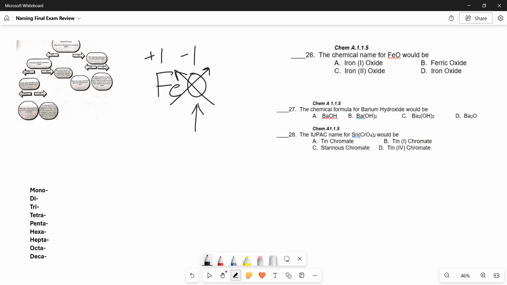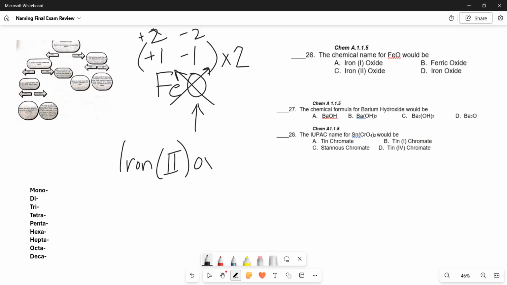Oxygen comes from family 16. The trend is to be a -2. I must unreduce this ratio. So to get the -1 to a -2, I need to multiply this ratio by 2. And so, oops, this is iron 2 in this case. So we're going to write iron, Roman numeral 2, which represents that +2 charge, and then oxygen gets an -ide ending, oxide. So the correct answer for this is C.